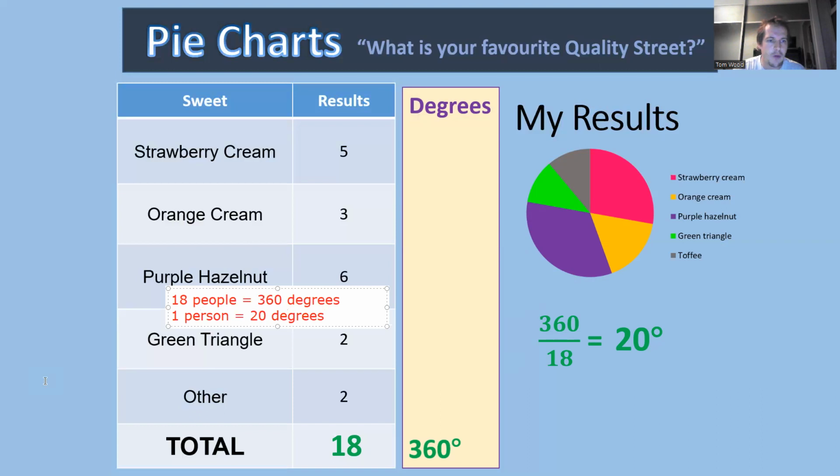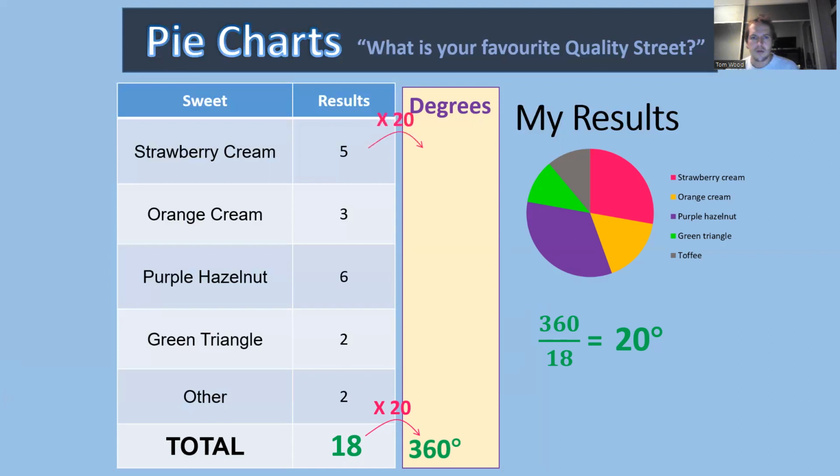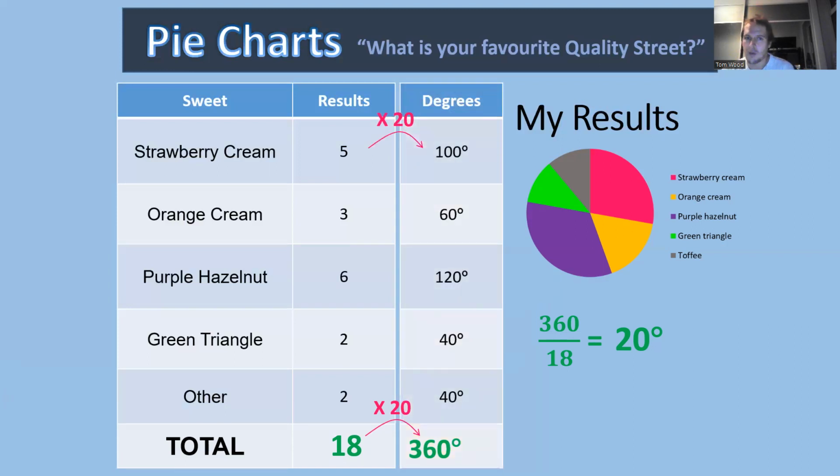So now that I know this, I can then apply this scale or this ratio to my working out. Everything is just 20 times bigger, essentially. So for each one of these people, they represent 20 degrees on my diagram. So I'm just going to multiply them all by 20. So strawberry cream will take up 100 degrees of my pie chart, because that's 20, 40, 60, 80, 100. Orange cream will take up 60 degrees. Purple hazelnut will take up 120 degrees, and so on and so forth.